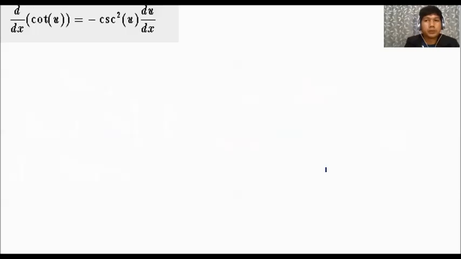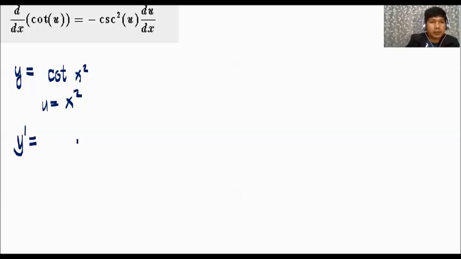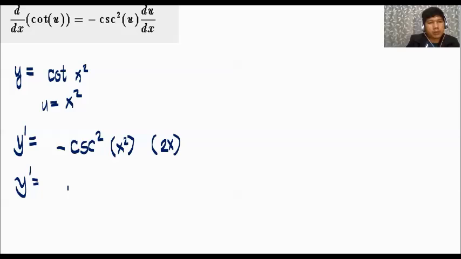Let us move to cotangent. For cotangent, the derivative of cotangent u is equal to negative cosecant squared u, then the derivative of the angle u. Example, y is equal to cotangent of x squared. So u here is equal to x squared. So the derivative y prime is equal to negative cosecant squared x squared, then the derivative of x squared is just 2x. So y prime is equal to negative 2x cosecant squared x squared. Okay.